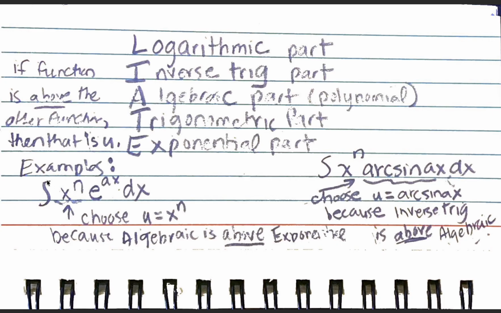An example will be the integral of x to the nth power times e to the ax dx. We will choose u as x to the nth power because algebraic is above exponential. And another example will be the integral of x to the n times arcsine of ax dx. We will choose u to be arcsine ax because inverse trig is above algebraic.